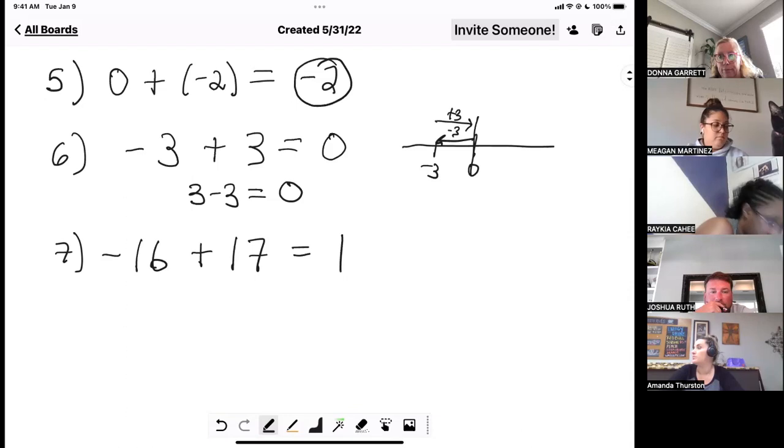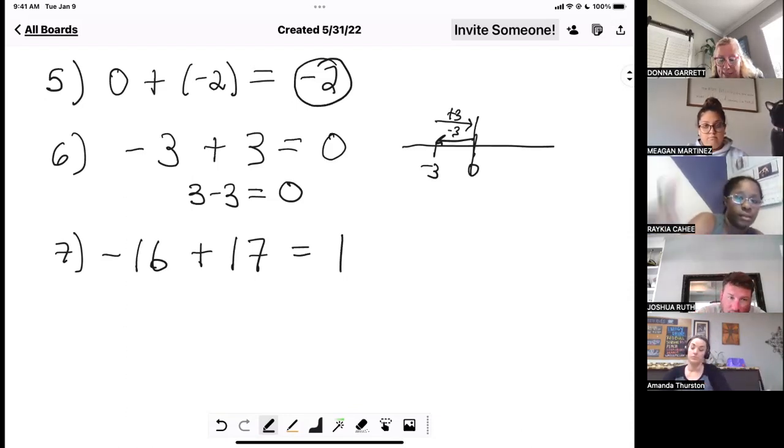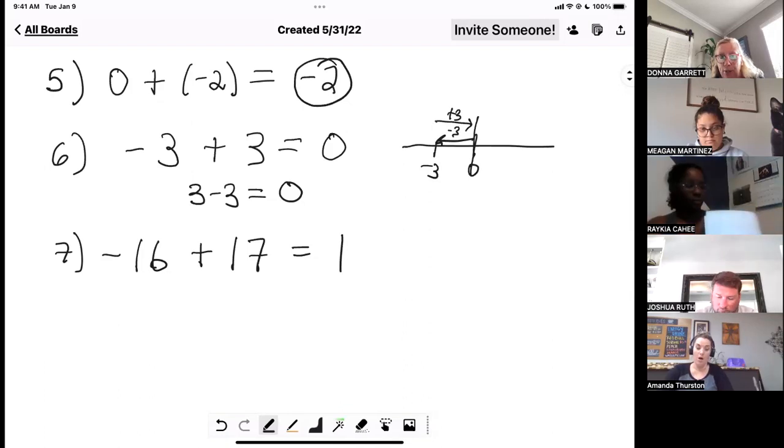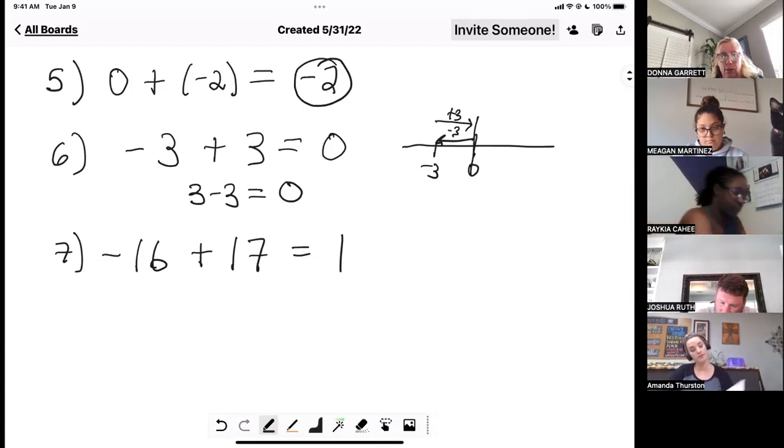You get one? Yeah, you get one. Good. So -16 plus 17. So I subtract them. 17 minus 16 is 1, but 17 is my bigger number. So the answer had to be +1.